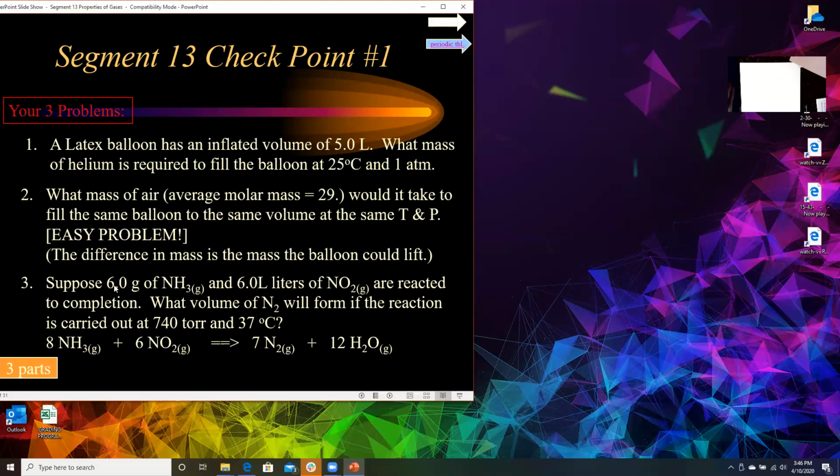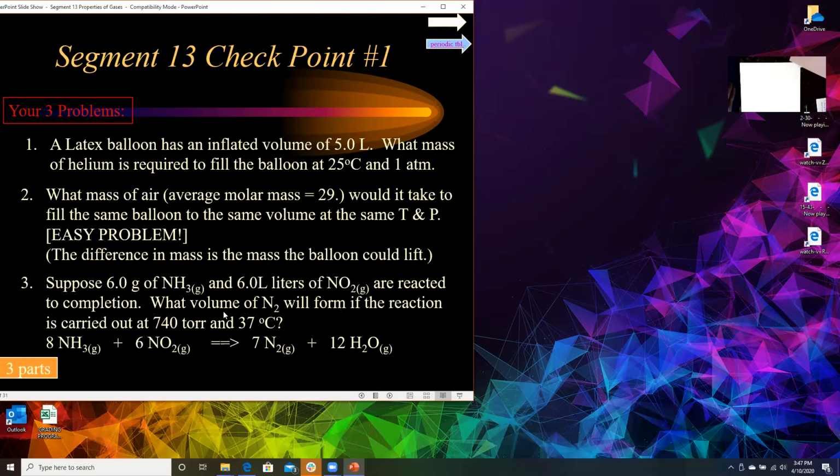And then here's another one. Now this one is not easy. It looks deceptive, but I want to show you. You've got 6 grams of ammonia and 6 liters of nitrogen dioxide reacted to completion. That's going to be the limiting reagent. What volume of nitrogen will form if the reaction is carried out at 740 torr and 37 degrees?